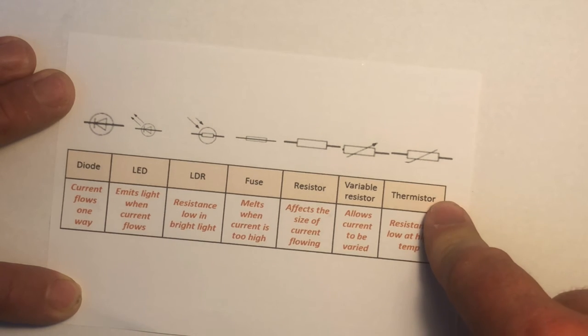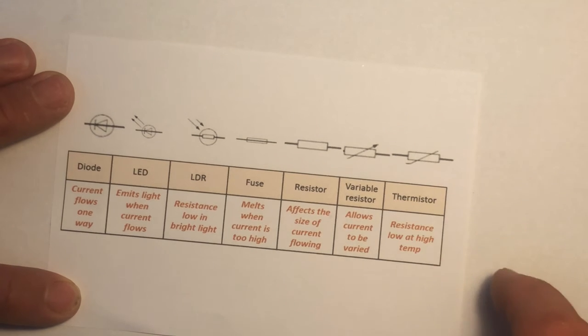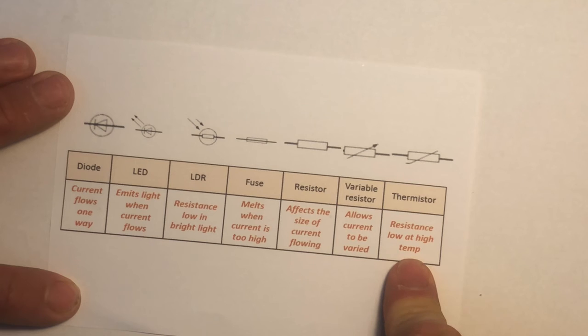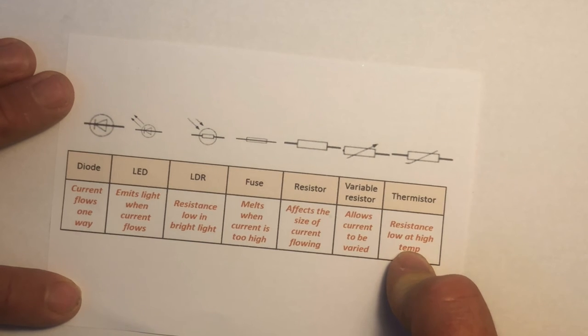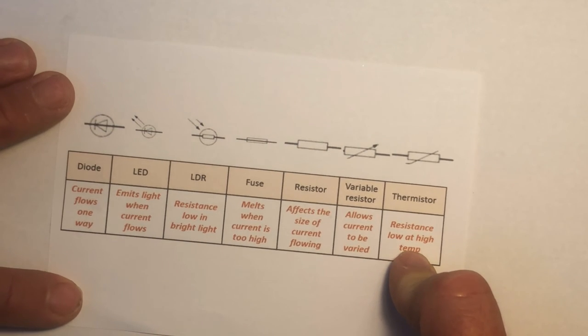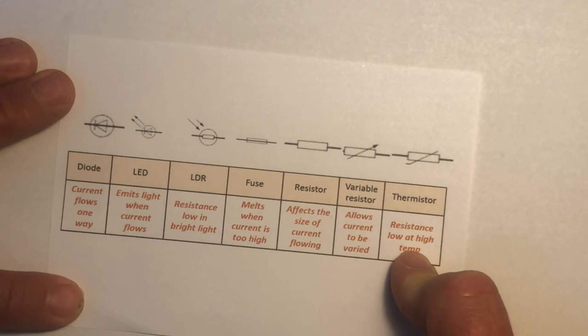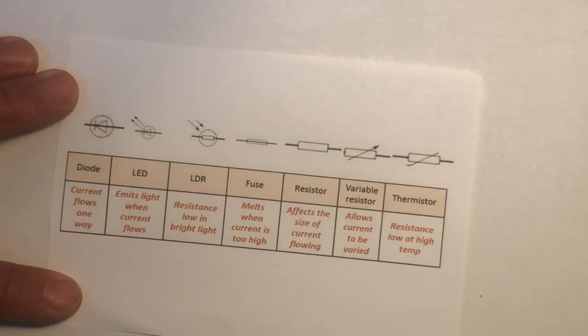A thermistor. Now, there's an obvious word in there, therm, temperature. It's a resistor whose resistance is low at high temperatures. A good example of those is in a greenhouse. If you've got a thermistor set in place with the appropriate circuit, if it gets too hot, the window opens. If it gets too cold, a heater comes on. And what it does then is keep the greenhouse at exactly the right temperature.